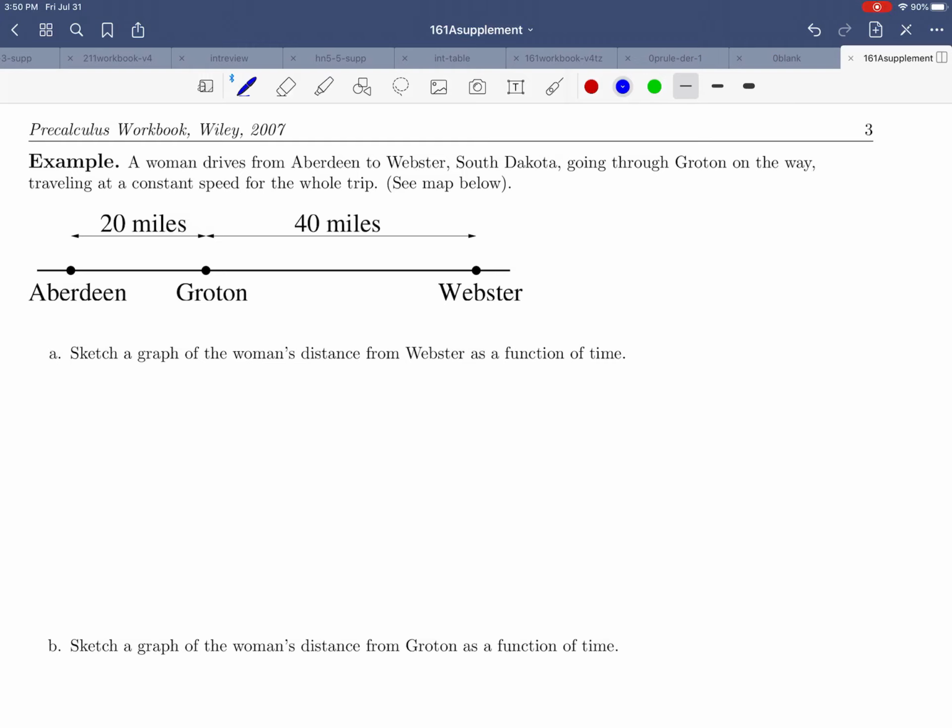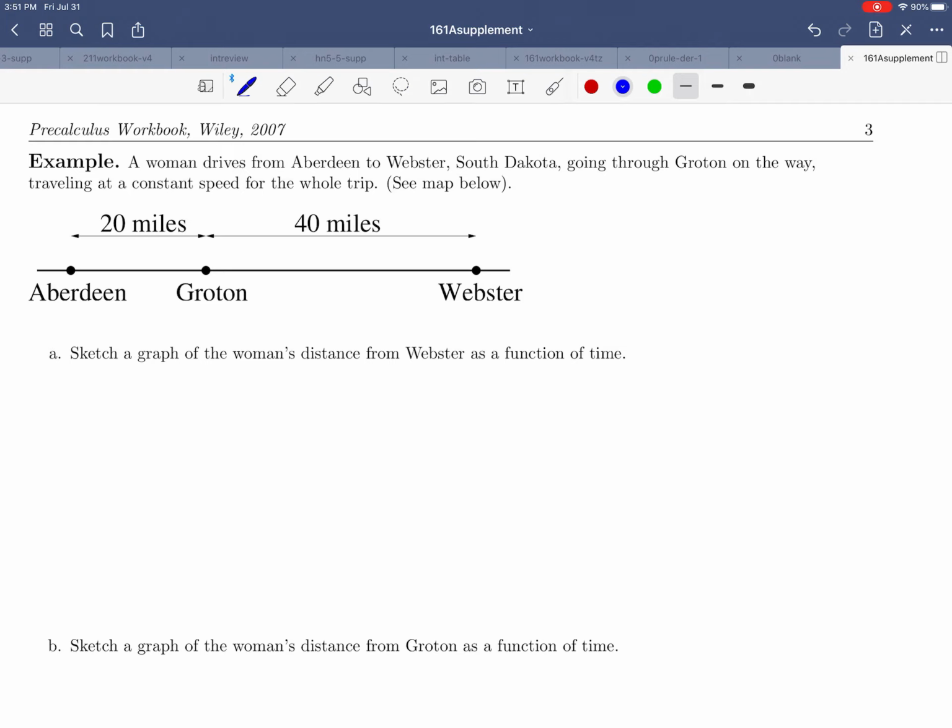We want to look at another example of a function, and in this case we just have a verbal description. We are starting out with a verbal description. A woman drives from Aberdeen to Webster in South Dakota, going through Groton on the way, traveling at a constant speed for the whole trip. So that's the situation right here.